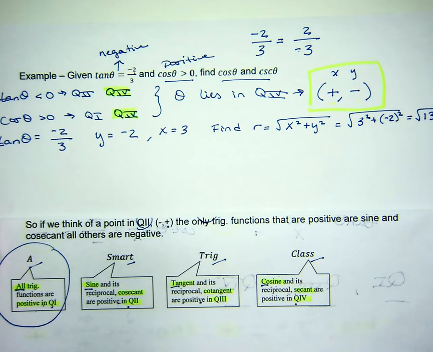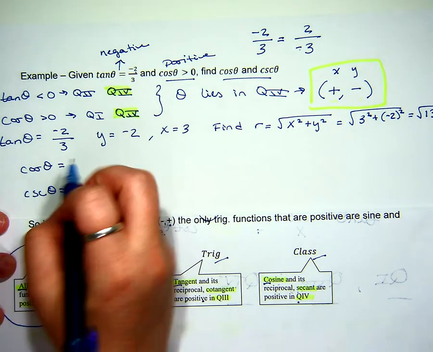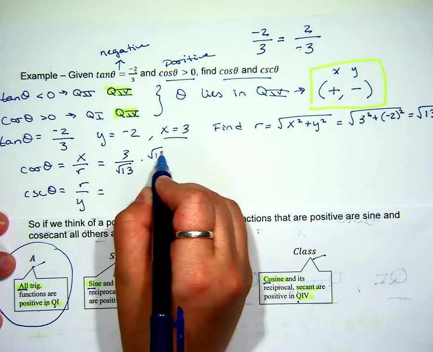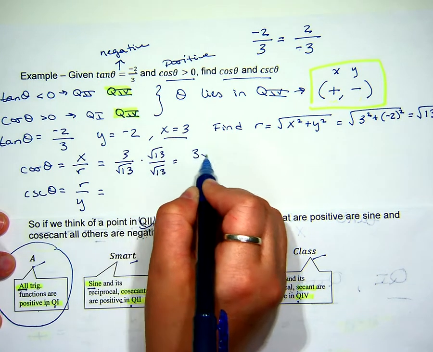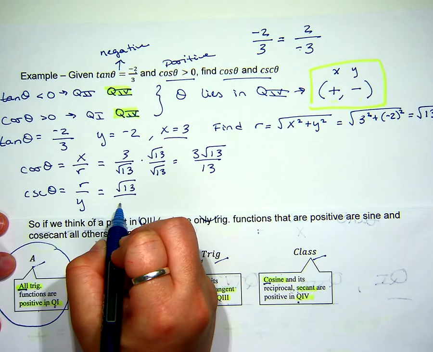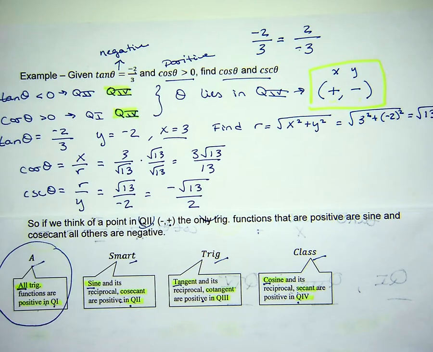So I want to find cosine theta, and I want to find cosecant theta. Now cosine is x over r, and cosecant is r over y. Cosine's x over r, x is 3, r is the square root of 13. You have to rationalize, so you get 3 square roots of 13 over 13. Cosecant's r over y, so you have the square root of 13 over a negative 2, and negatives always get moved up. So you have negative square root of 13 over 2.